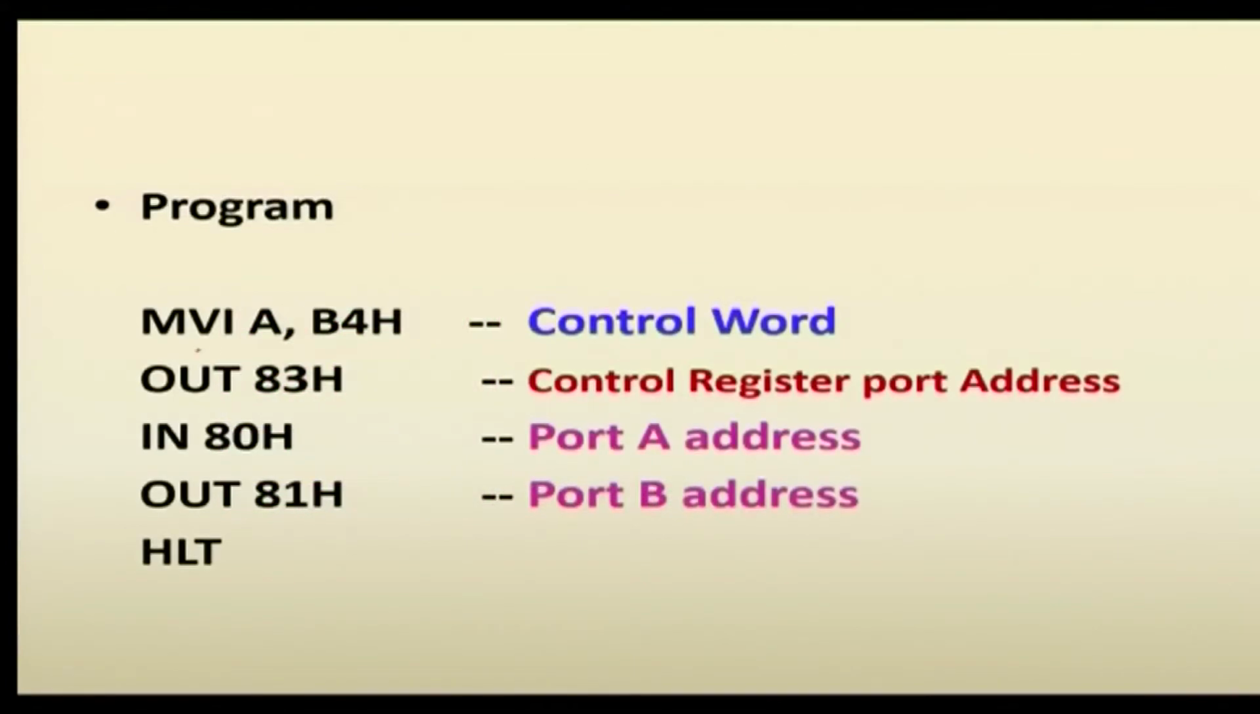Now, we will start the program. First we have to load the control word into the accumulator. Via the accumulator only we have to write. So, MVI A, B4H. Then this control word should be written to the control register, so we have to select the control register address, which is 83H. So, now we write OUT 83H. After executing these two instructions, the control word is enabled.